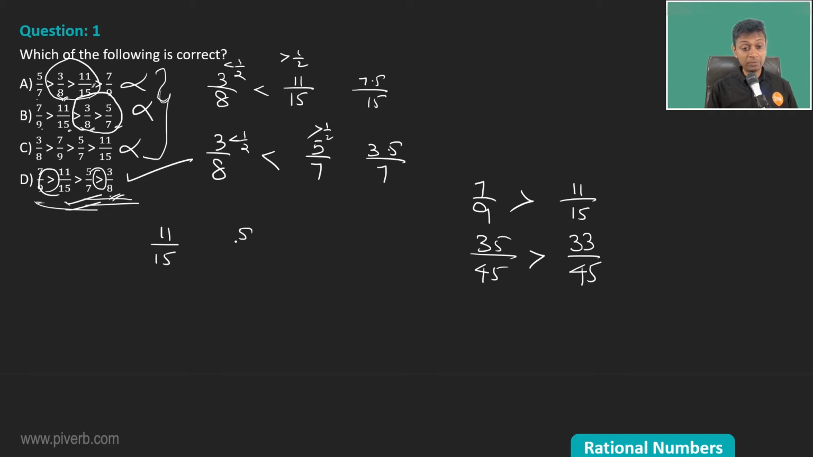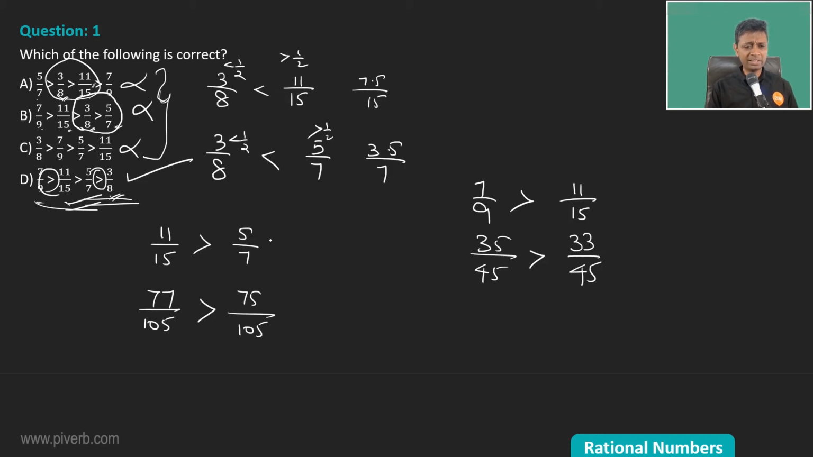11 by 15 and 5 by 7. LCM of 15 and 7 is 105. 11 into 7 is 77. 5 into 15 is 75. 105. This is greater than this. This is greater than this.